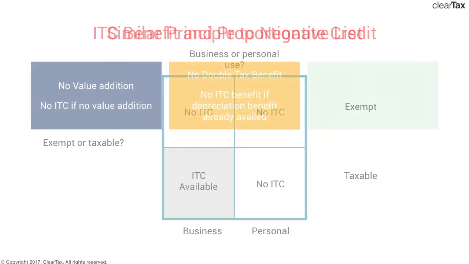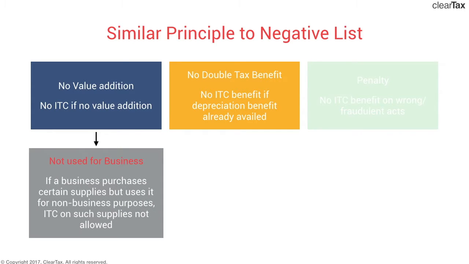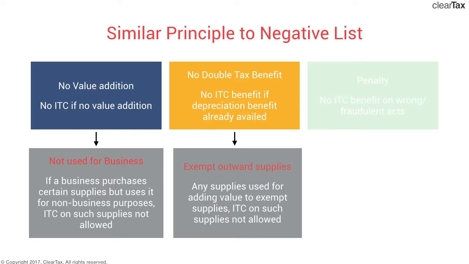Well, the conditions of proportionate credit fall exactly in line with the underlying principles of negative list. No value addition means no input tax credit. That's the logic behind if supplies are not used for business, no ITC is available. The second reason for items in the negative list was to avoid double tax benefit, and that's the logic behind the exempt outward supplies condition. If the outward supply is already exempt, you don't have an output tax. Why would you take an input tax credit? Double tax benefit avoided.